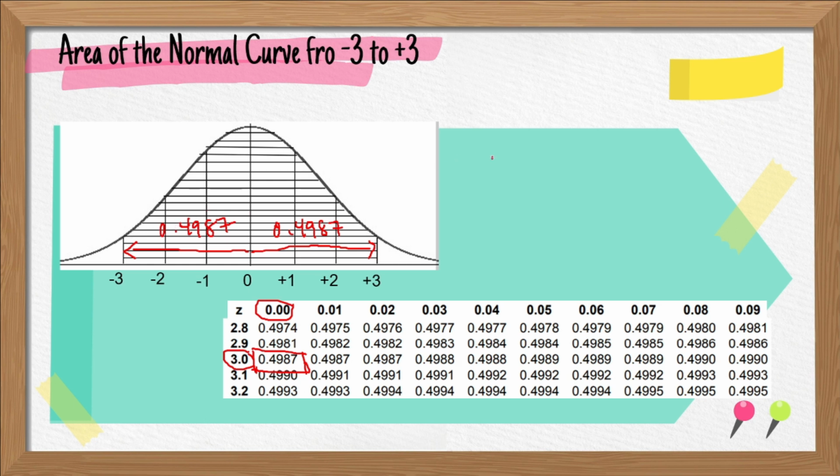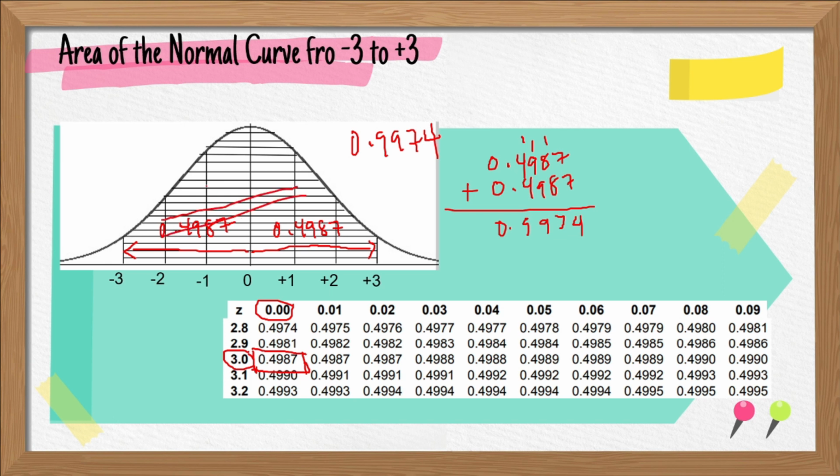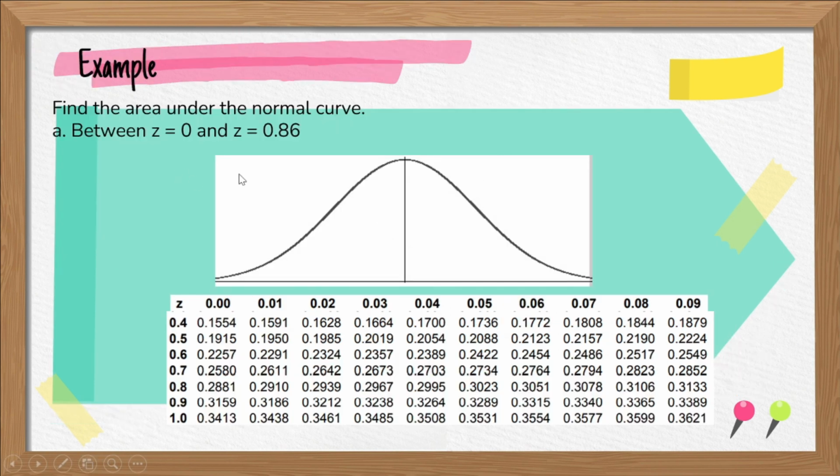So, i-add lang natin 0.4987 plus 0.4987. So, the answer is 0.9974. So, that is the area of this shaded region in the normal curve. So, let's proceed to example letter A.